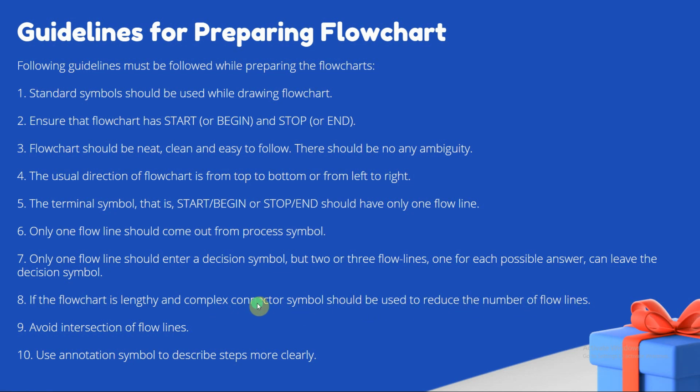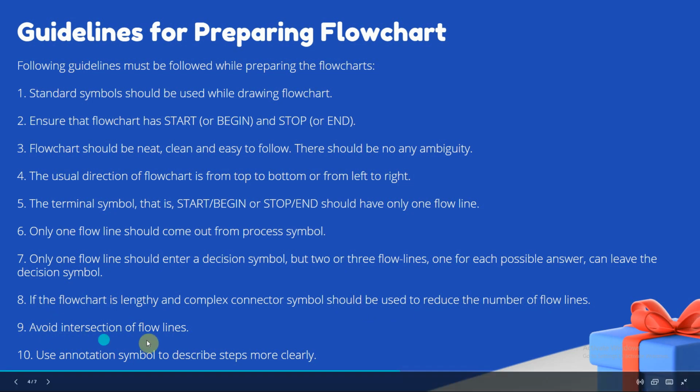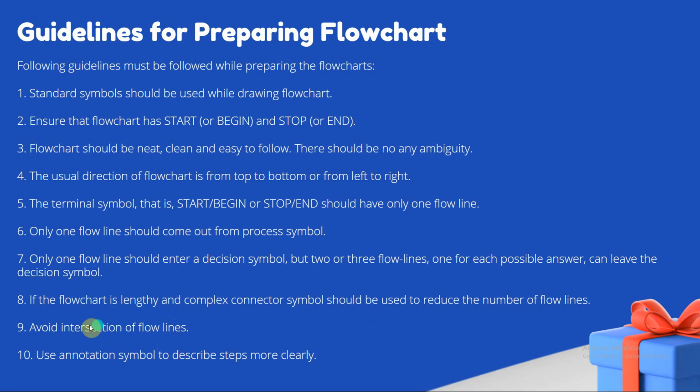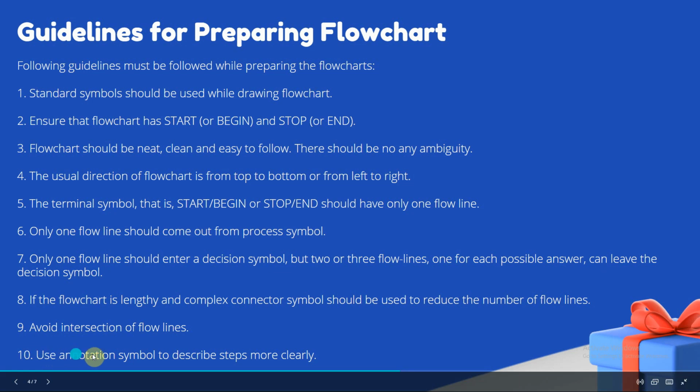So we need to simplify a part of our flowchart. And also avoid intersection of flow lines. The problem is when there are multi-directional lines that intersect, which is not allowed because it will cause confusion in the flow of your output, or whether the processing is reached. And also use annotation symbols to describe steps more clearly.